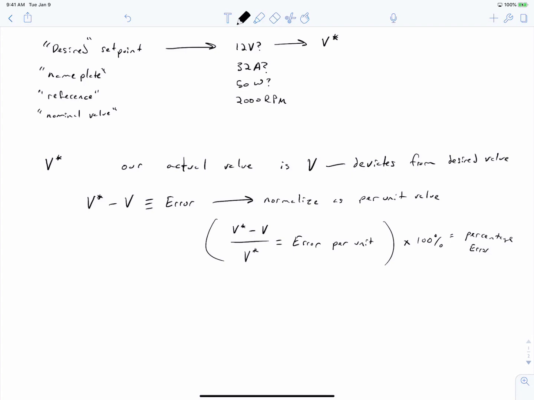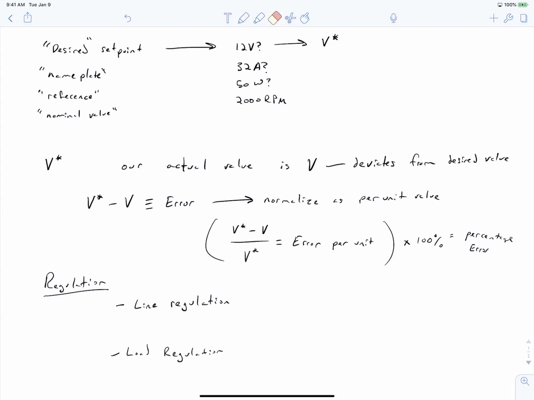Let's now talk about regulation. The act of regulation is to try to drive this error down to zero. If you have 0% regulation, that means that there is no error. Your actual value matches your desired value at all times. And when we talk about regulation for power electronic converters, typically we're talking about one of two types of regulation. We're either talking about line regulation, or we're talking about load regulation.